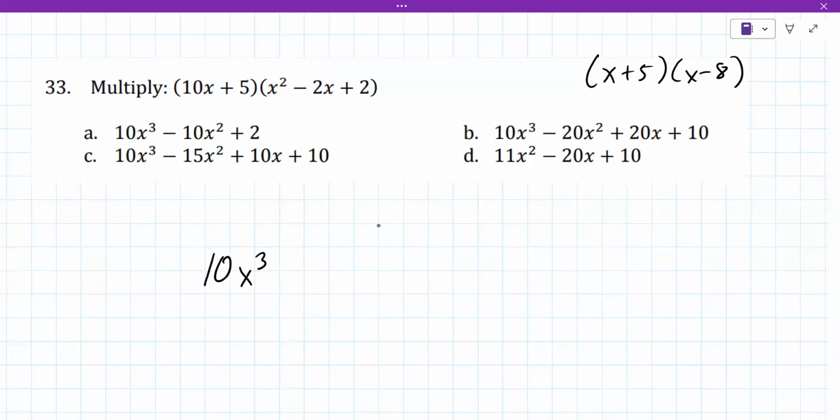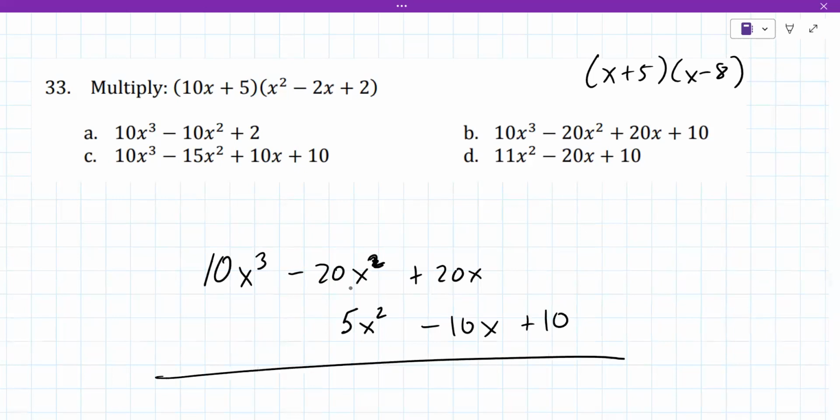I heard a lot of the right stuff. 10x cubed minus 20x squared plus 20x, and then 5x squared. Notice I'm putting it underneath the x squared, minus 10x plus 10. Does this match what you have? I accidentally added negative 5x instead. That's why sometimes you've got to almost restart. You almost have to cover up everything you did and just restart and see what you got.